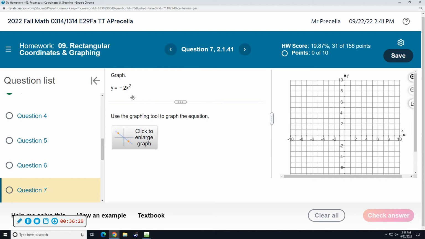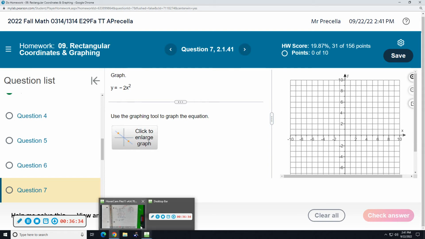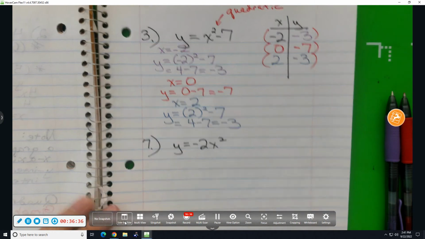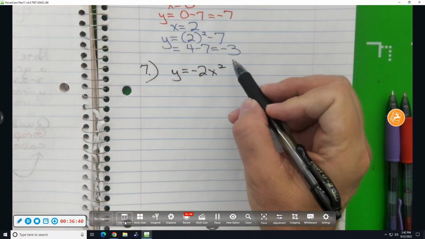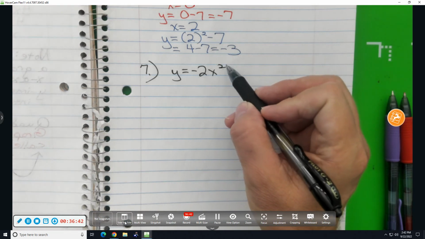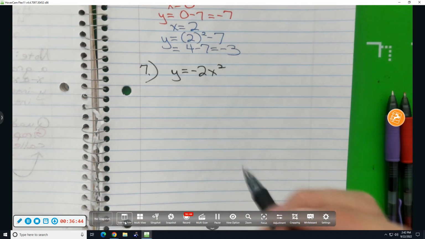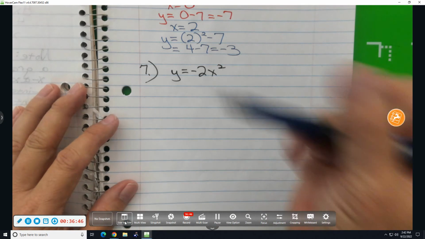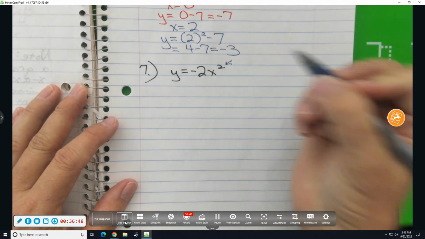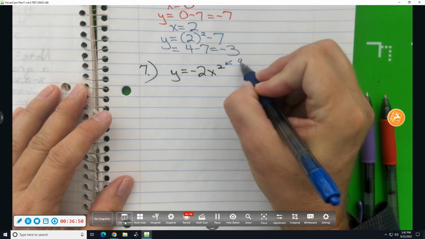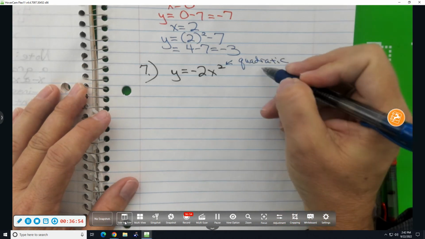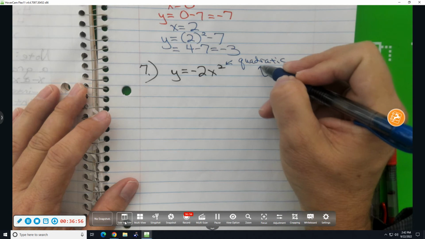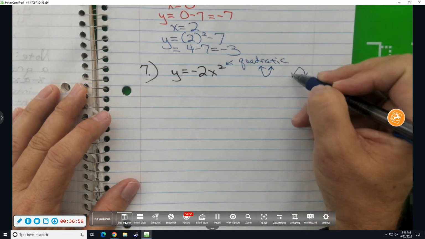Okay, but notice, let me switch back. We see that x squared. There's not an x cube. If it were an x cube, we'd have something called a cubic. We'll see that in a moment. But we see the x squared. That's what tells me it's quadratic. So the graph will be a parabola. It's either going to open up or it can open down.